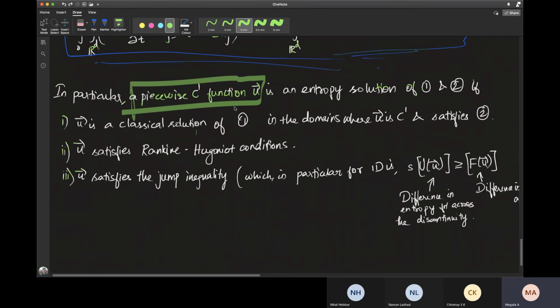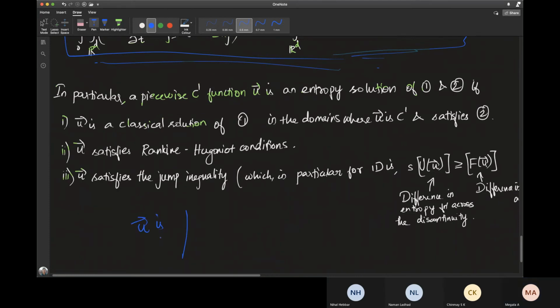For this thing, anything is called an entropy. Any such piecewise continuous function is an entropy solution if that solution is a classical solution on either side of the discontinuity. That is, if you have a piecewise P1 function, which means that you have a discontinuity and your solution U vector is continuous, that is, derivatives exist over here on either side. Only along the discontinuity your derivatives don't exist.